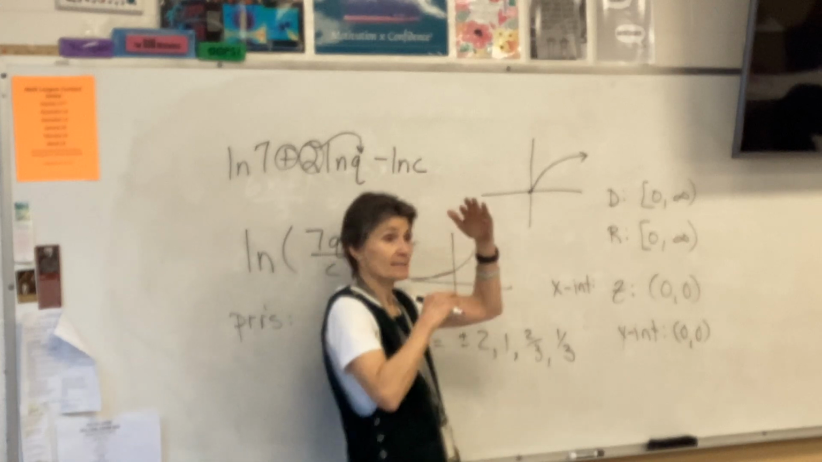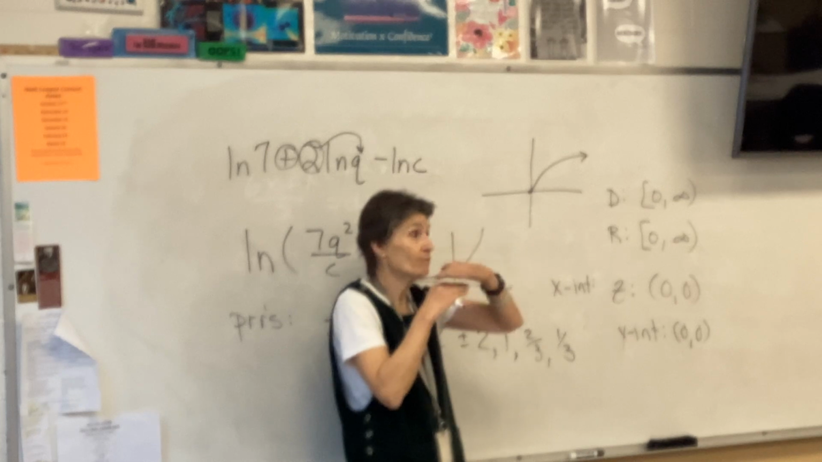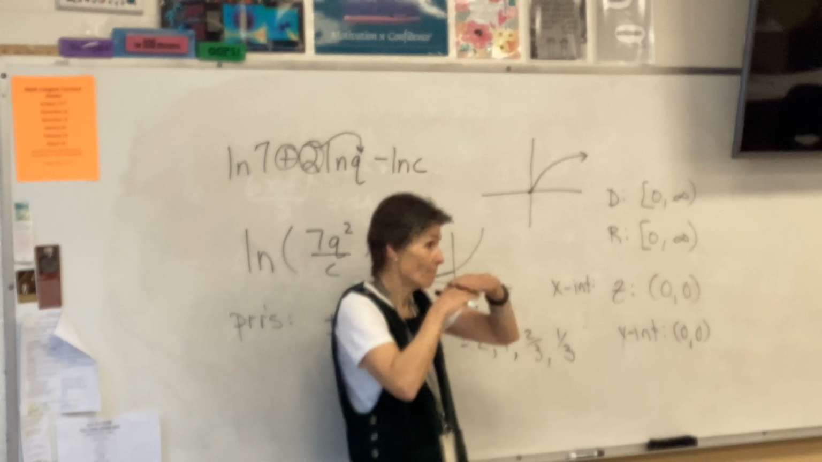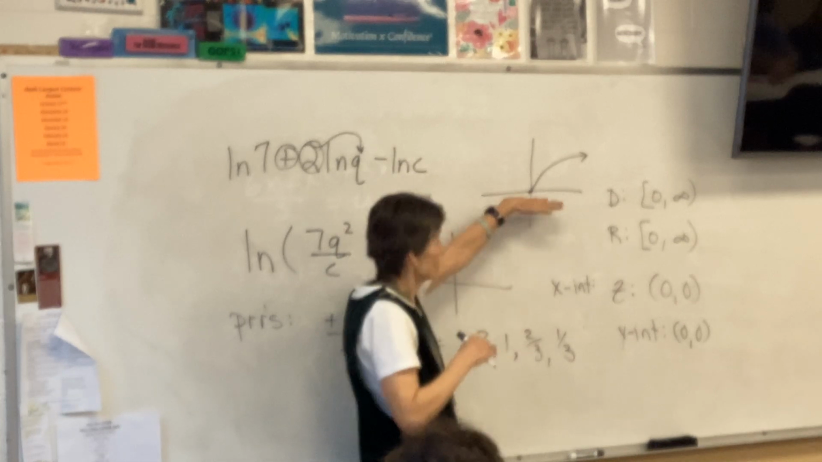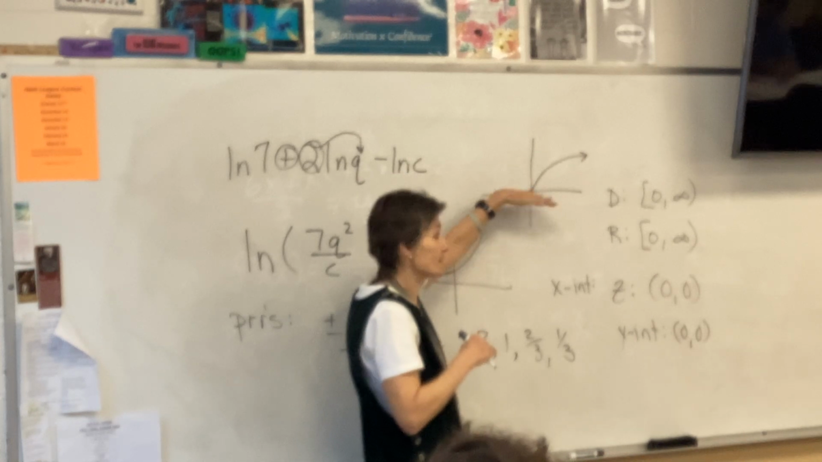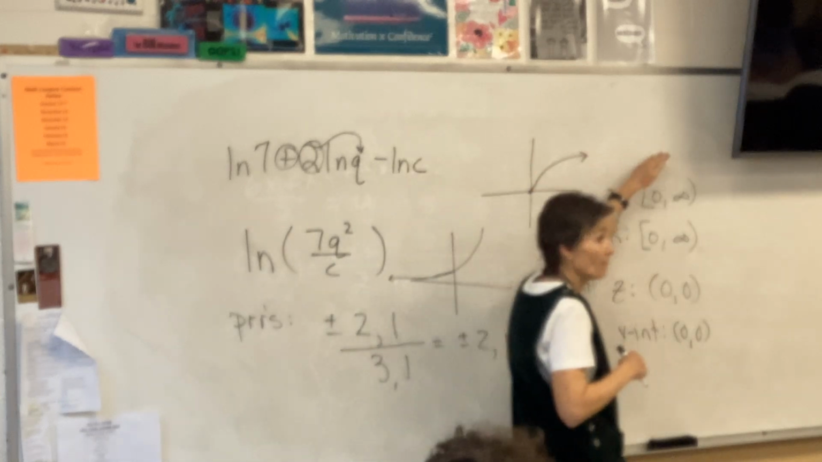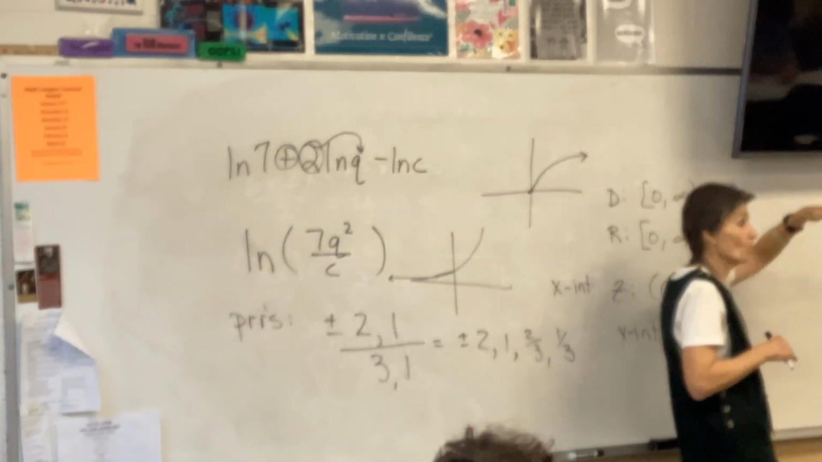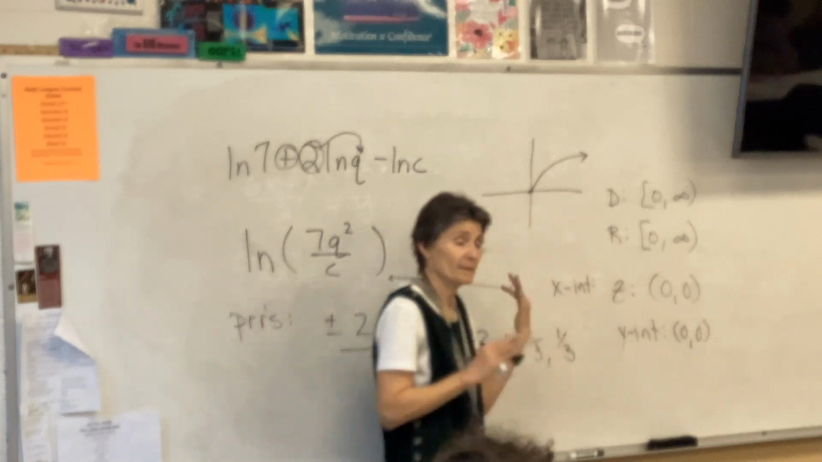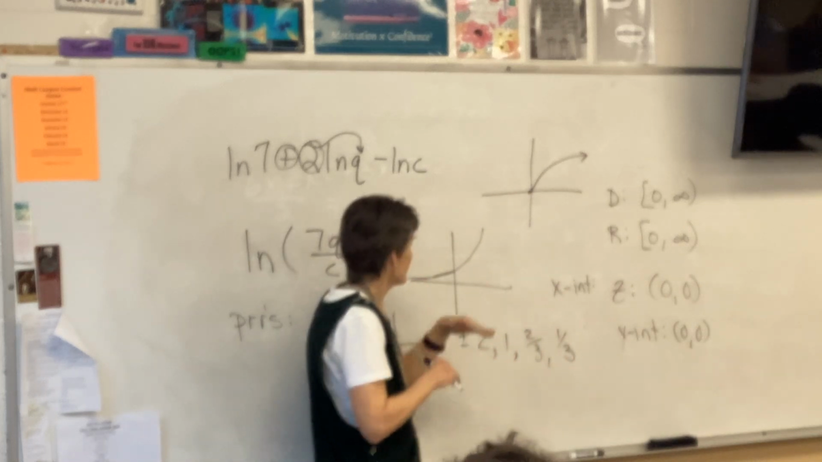Bounded means ceiling and floor. Does this one have a floor? That is a bottom. Yes. Below, it has a floor. Does it have a ceiling? No. It just keeps going up, up, up, up, up forever and ever. So bounded below, but not above.